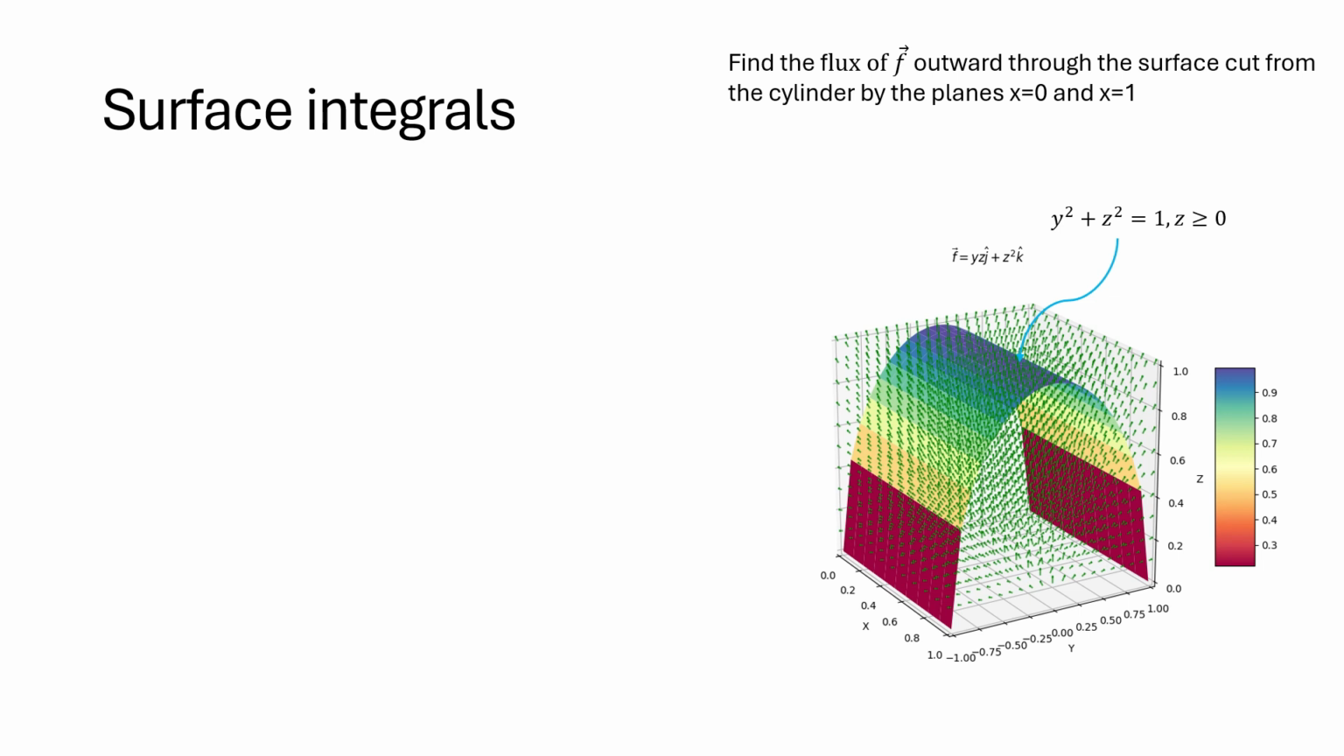Let's now look at an example of surface integrals. Here we want to find the flux of F, which in this case is yz j hat plus z² k hat, outward through the surface cut from the cylinder y² + z² = 1 for z greater than or equal to 0 by the planes x = 0 and x = 1. If you don't know what flux is, it's a measure of how much of a field passes through a surface, and it is used extensively in physics to analyze and simplify complex systems, especially in electromagnetism and fluid dynamics.